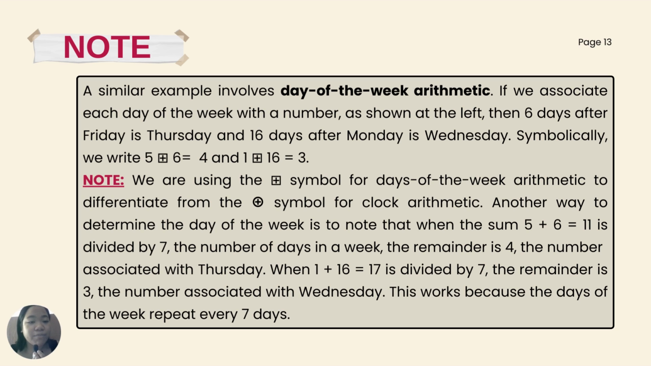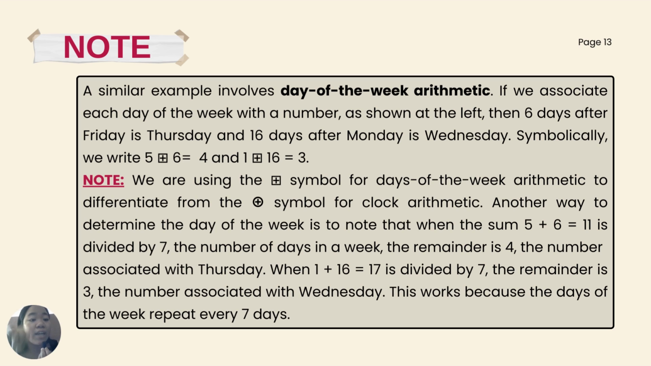Okay, let's proceed. So we write 5 plus 6. The 5 here is associated with Friday. And then 16 days, no, 6 days. The 6 here means 6 days after Friday. What day is 6 days after Friday? We have here equals 4. What day is associated with 4? Very good, Thursday. So, if it is Friday today, 6 days after Friday is Thursday.